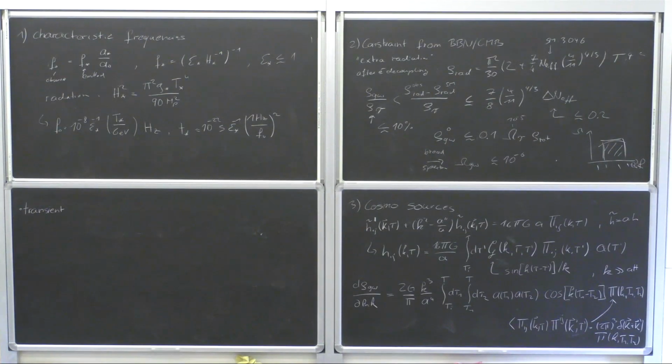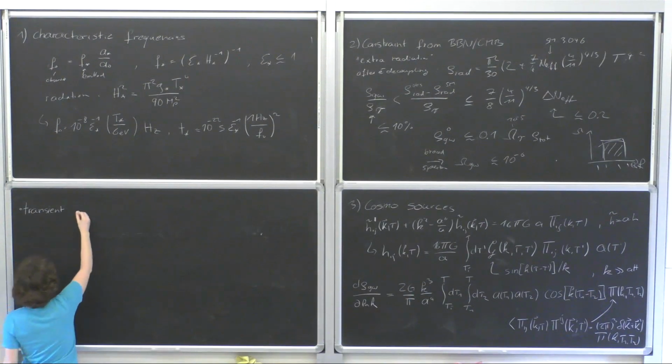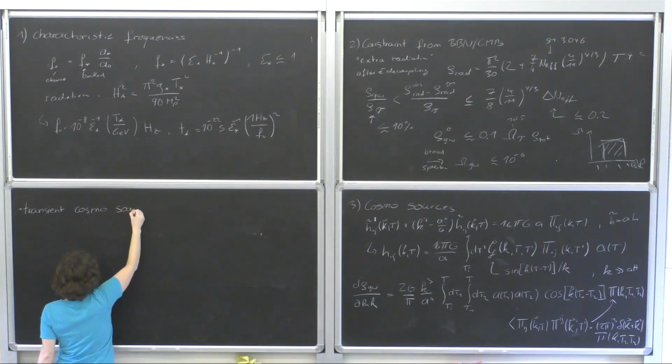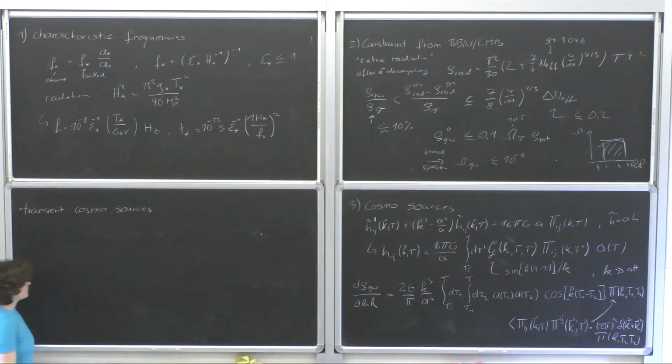Whereas we can have other sources which continue over a very long time period in cosmic history. So transient cosmological sources: what I mean here is basically that the duration of the source is not much longer than an e-fold, not much longer than a Hubble time.